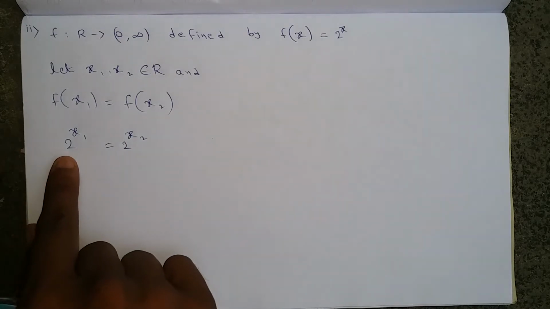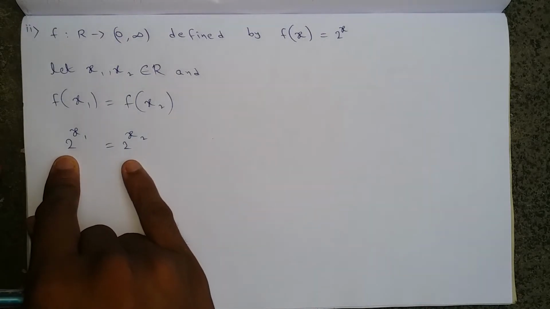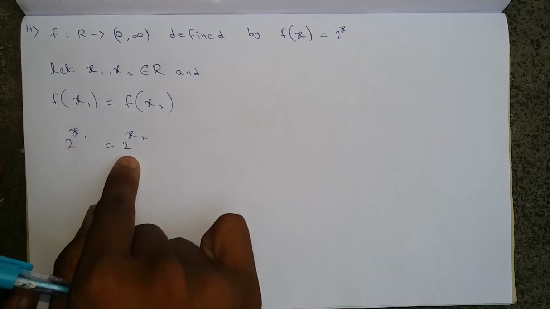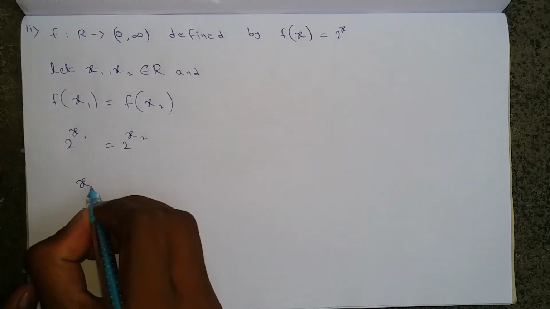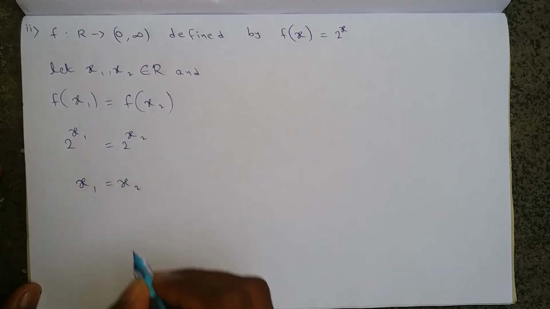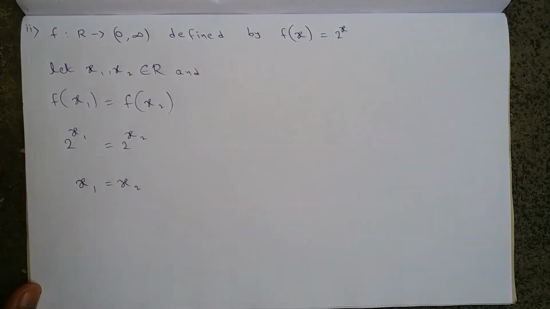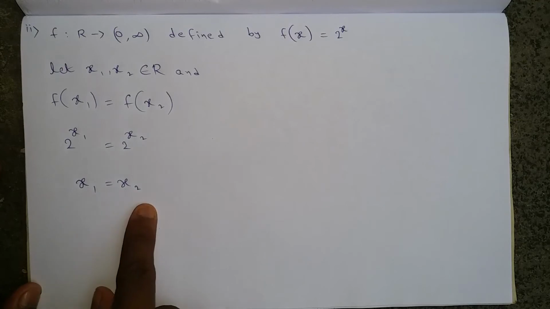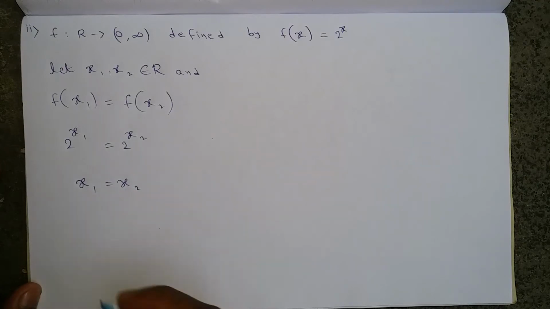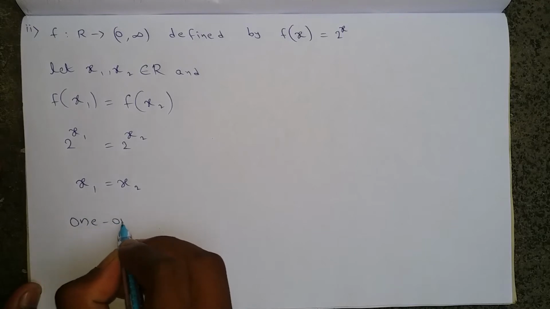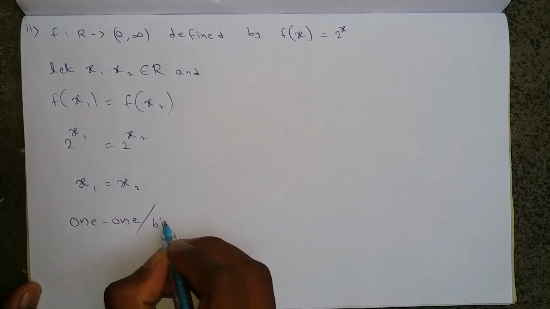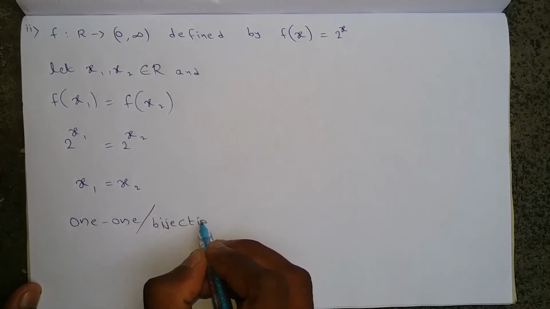Here base is 2, here also base is 2. Both the sides bases are equal, so obviously the powers are also equal to each other. So we can say x1 is equal to x2. If x1 is equal to x2, so we can conclude directly this is a one-one function or bijection.